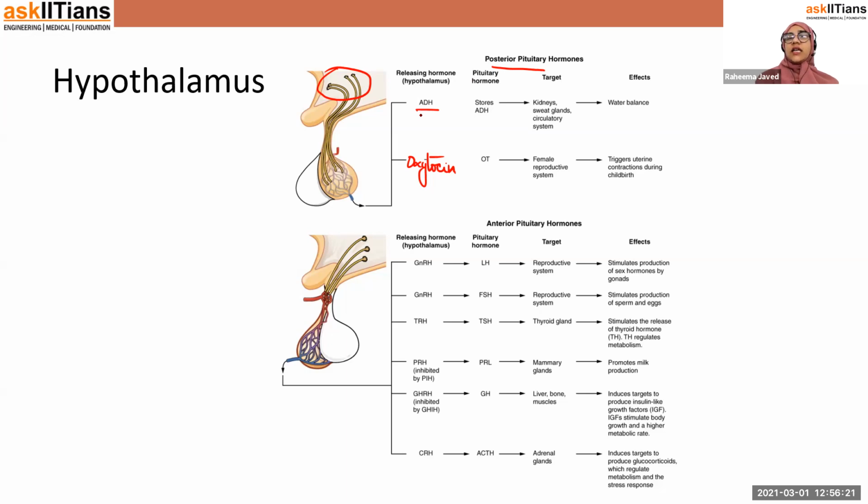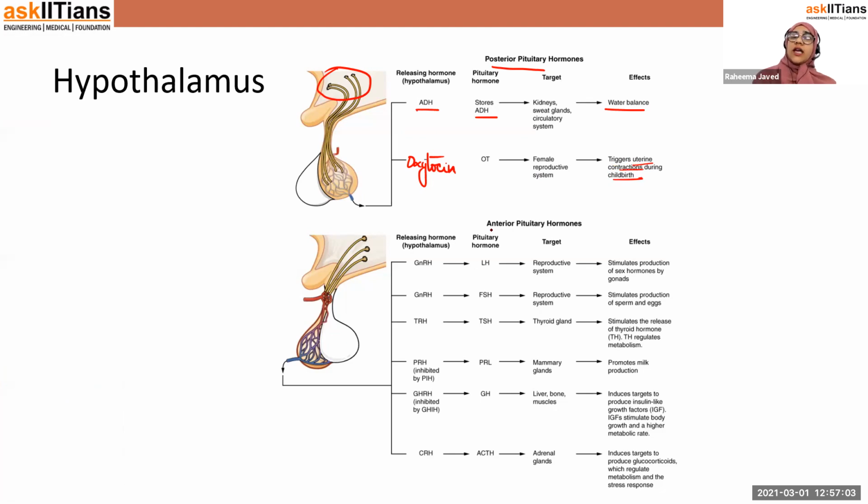ADH is anti-diuretic hormone. It is stored here, and the target organs are kidneys, sweat glands, and the circulatory system. The effect is water balance. ADH helps in increasing the water absorption from the kidney tubules. Oxytocin, on the other hand, affects the female reproductive system. Its secretion is only triggered when the childbirth process is going on, so it triggers uterine contractions during childbirth.